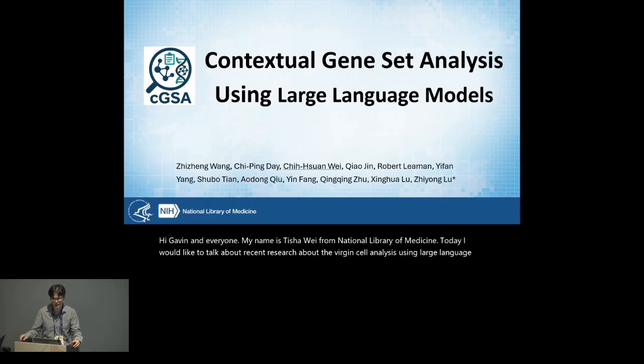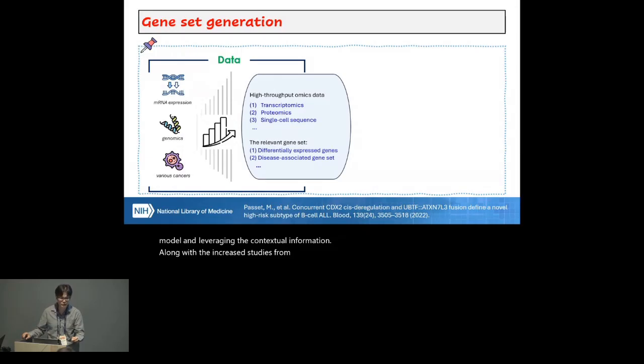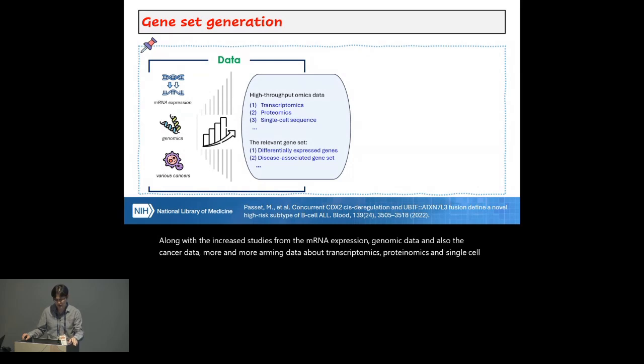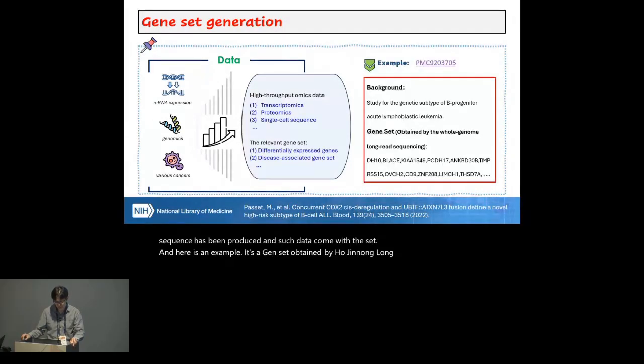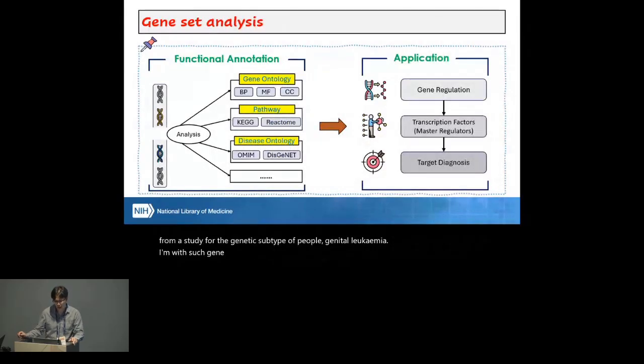Along with the increased studies from mRNA expression, genomic data, and also cancer data, more and more high-throughput omic data about transcriptomics, proteomics, and single-cell sequencing has been produced. And such data come with gene sets. Here is an example. It's a gene set obtained by whole genome long-read sequencing from a study for the genetic subtype of B-progenitor acute lymphoblastic leukemia.